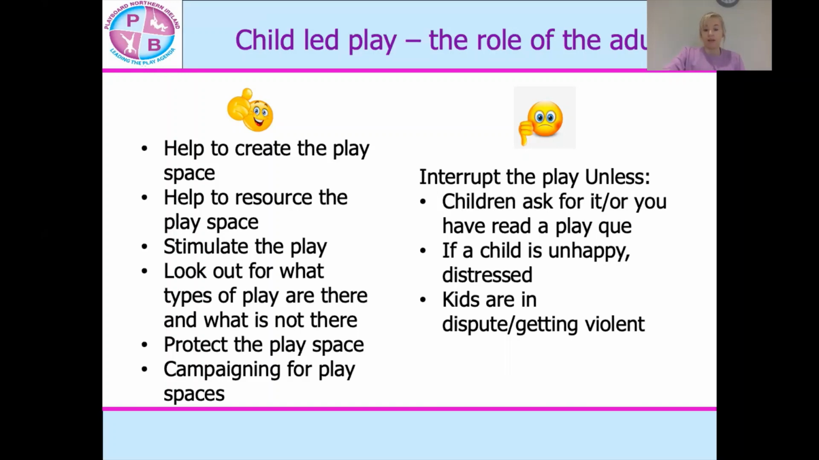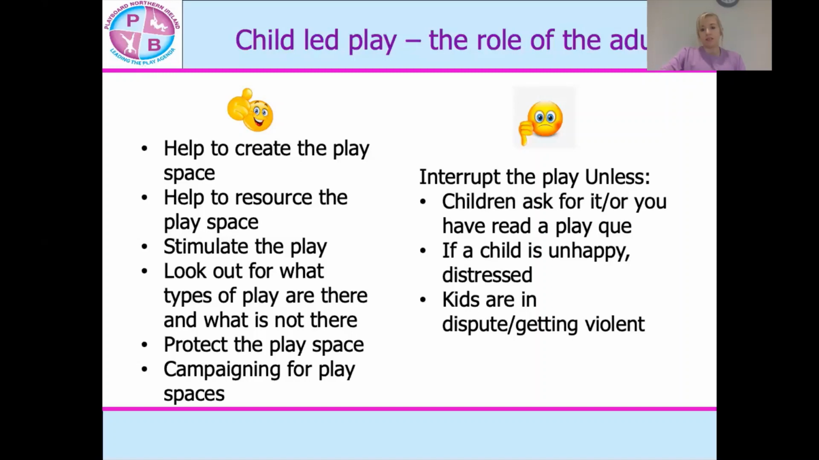You want to protect the play space, so that could be your environment. So keeping your environment and the resources safe, clean, tidy, all those sorts of things, but allowing children to be involved in that as well. So that could be who tidies up each week and things like that. And you also want to campaign for your play space as well.